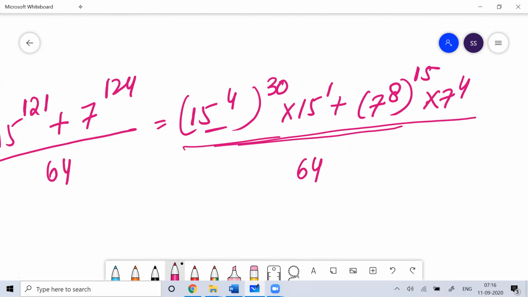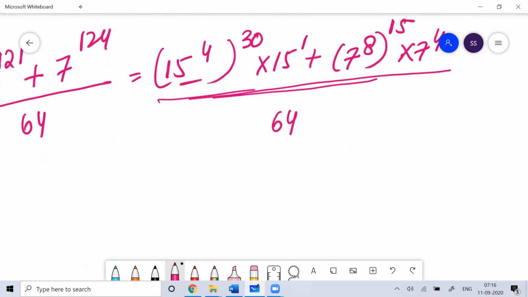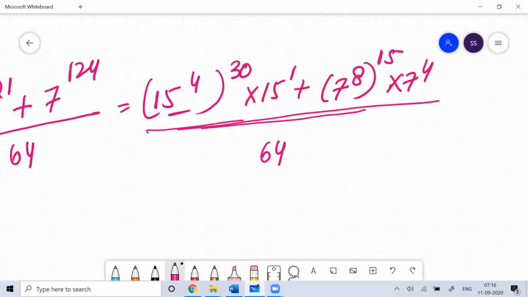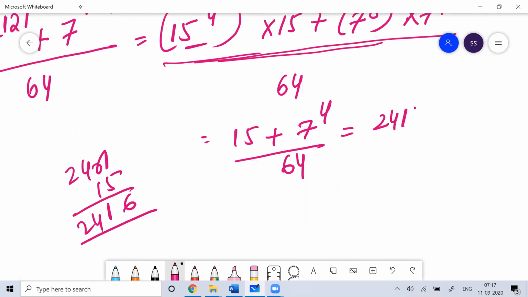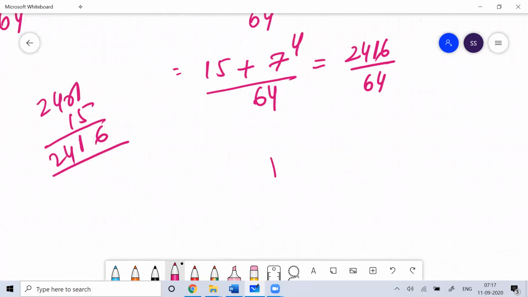Ultimately what is left is 15 plus 7 to the power 4, divided by 64. 7 to the power 4 is 2401, plus 15 is 2416. So this is 2416 divided by 64.